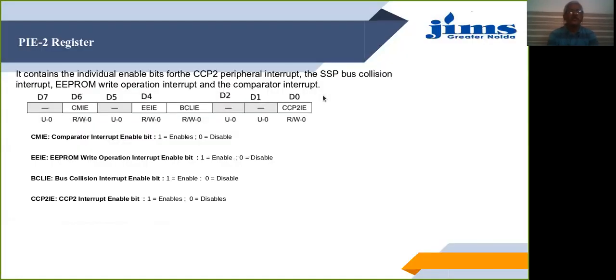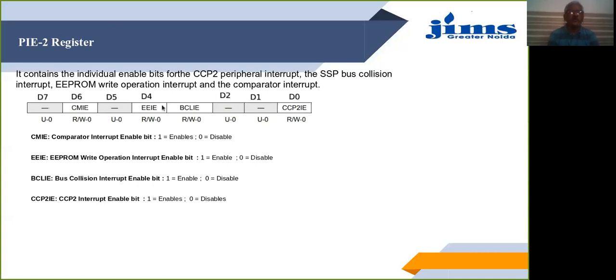Then you have the PIE2, the second peripheral interrupt enable register. It contains the individual enable bits for the CCP2 module, the SSP bus collision, the EEPROM write operation, and the comparator. So there are 4 interrupts that can be enabled in PIE2, and the other bits are undefined here.